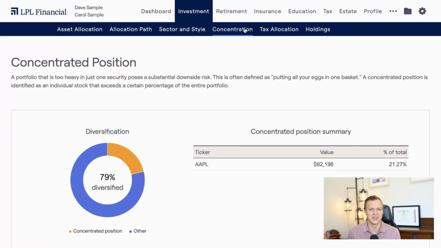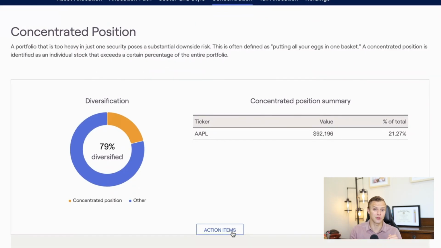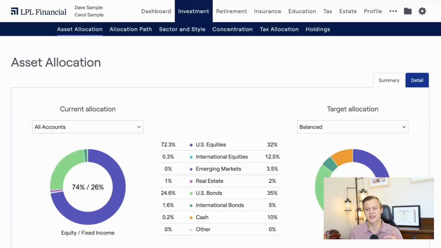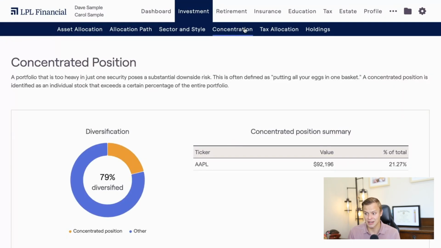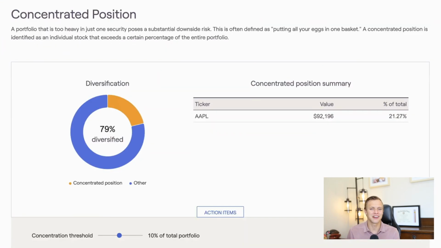Another way that we can do this is by using our tool, which you can get access to in the description. If you click on the Create Your Free Retirement Plan, this concentration tool is in that plan. So let's dive into Dave and Carol here. If we click on Investments and we go to Concentration, we can see here that we have our concentrated position summary.